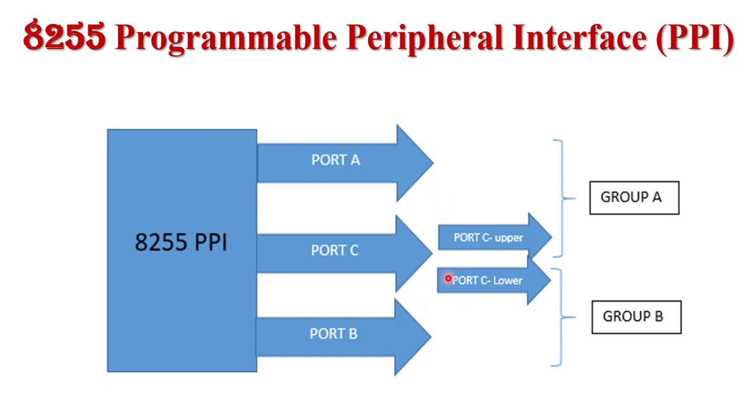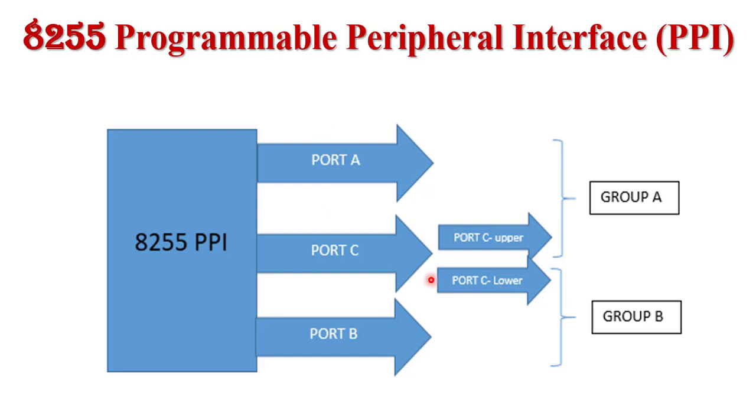All these ports are divided into 2 groups, group A and group B. Group A and B both have 12 bits. Group A includes the complete 8 bits of port A, that is PA0 to PA7, and 4 bits of port C upper, that is PC4 to PC7. Similarly, group B also has 12 bits: the complete 8 bits of port B, that is PB0 to PB7, and 4 bits of port C lower, that is PC0 to PC3. In this way 8255 is divided into 2 groups, group A and B.